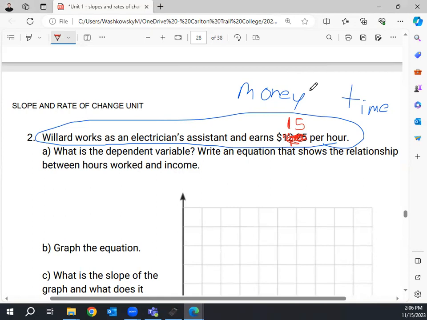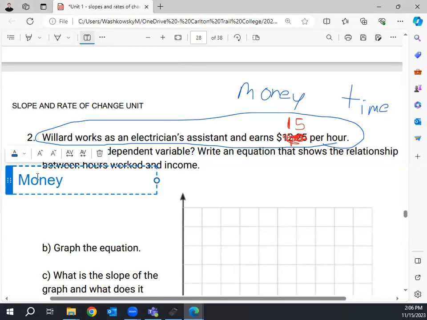They would be X. So are you saying money would be the dependent variable? Well, dependent in this case would be money. How much money I make depends on how much I work, right? So what's the dependent variable? It's going to be money. Everyone's favorite thing, money.